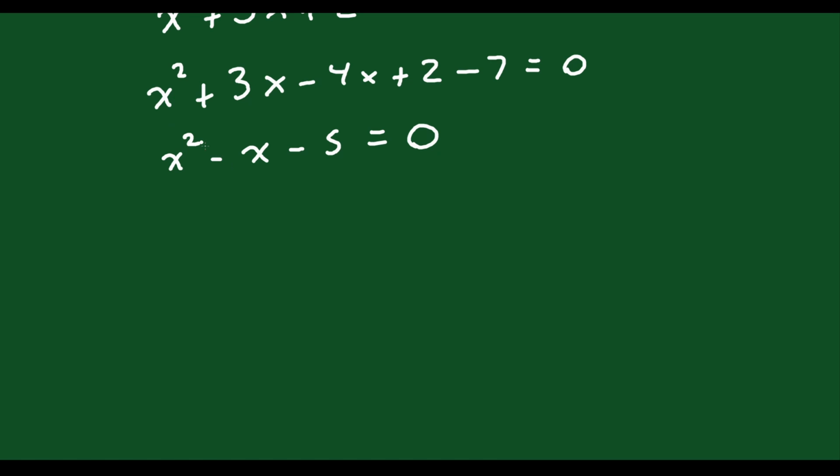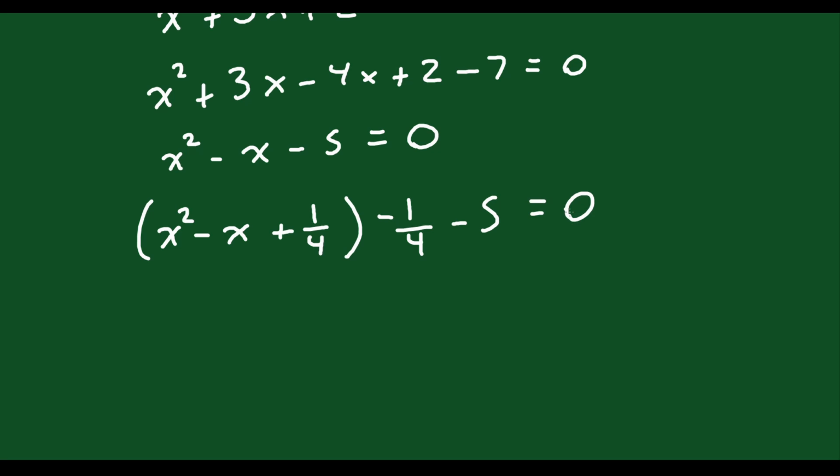And this one won't be too bad because there's no number on the front to factor out. So all we do is we say x squared minus x. You take that number in front of the x, which is -1, divide by 2 and square it. So squaring a half, you get a quarter. So you add a quarter, and then you're going to subtract it. I'll just take it out right now. Minus a quarter minus 5 equals 0.